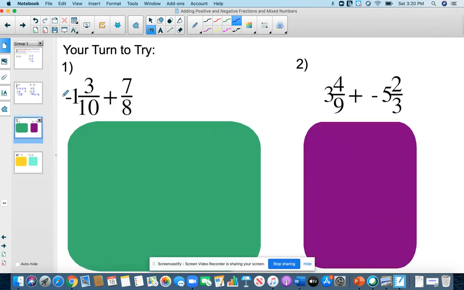If you guys would like to try these, it's try on your own. So go ahead and pause the video, and then we will come back. You can come back when you have these two problems done and see if you got the correct answer. So go ahead and pause your video now.